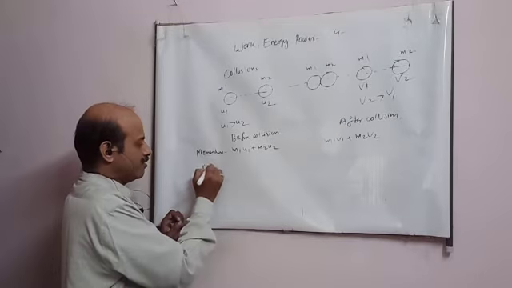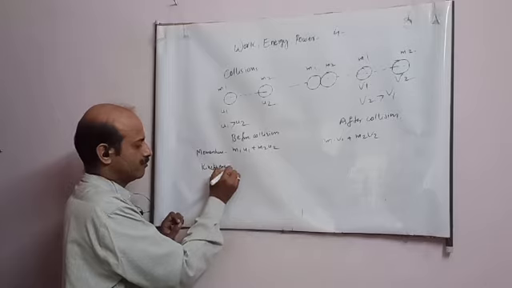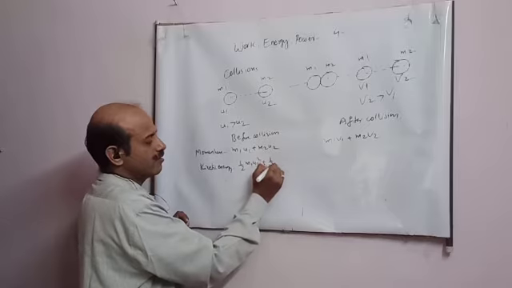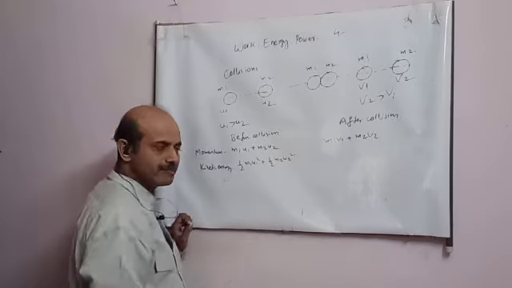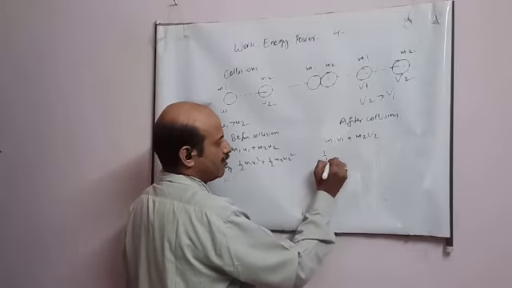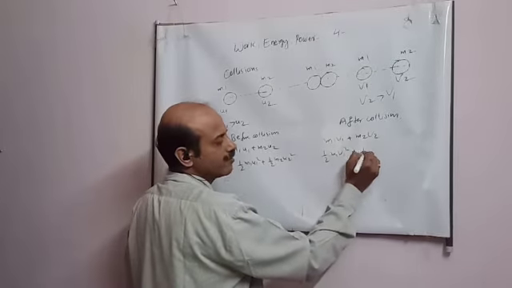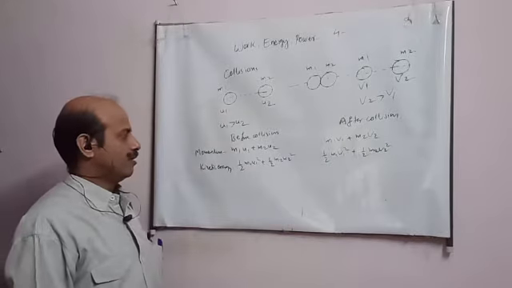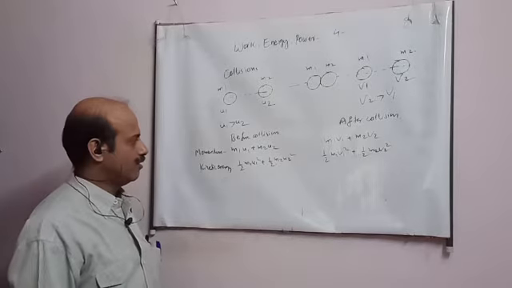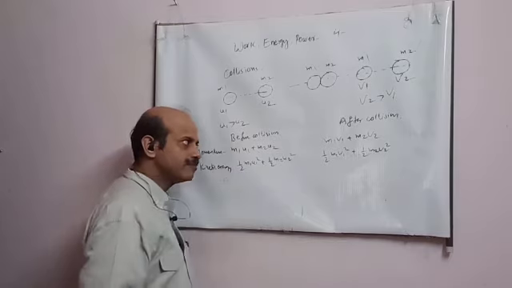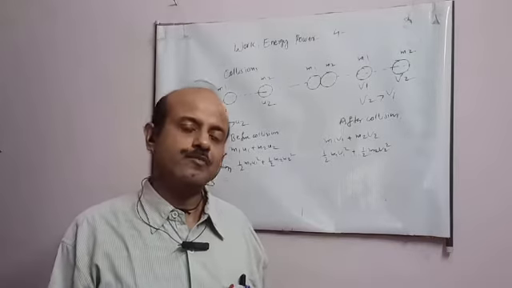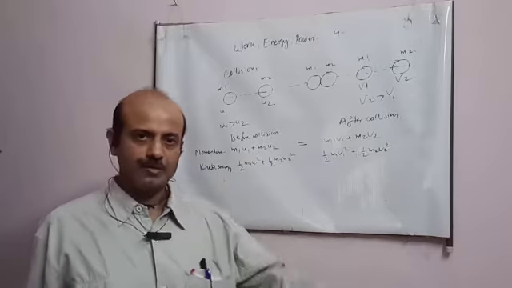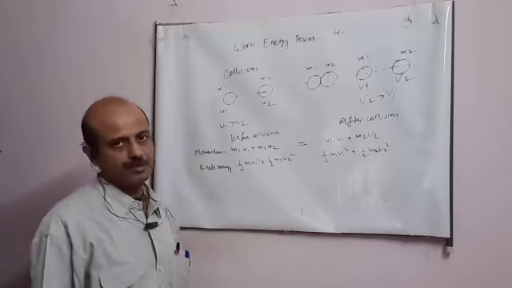Now student, kinetic energy before collision is half m1 u1 square plus half m2 u2 square. After collision, half m1 v1 square plus half m2 v2 square. Now it is seen that this momentum is from the law of conservation of momentum. Momentum will always be equal whatever type of collision it is. It is always conserved.